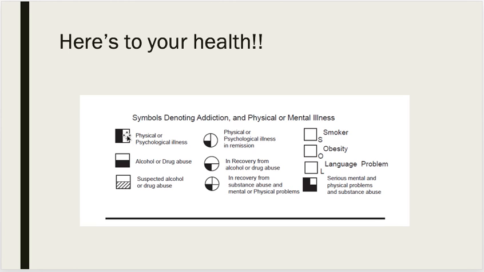Okay, so in this instance, this indicates physical or psychological illness. In this case, alcohol or drug abuse. In this case, suspected alcohol or drug abuse. In recovery for substance abuse problems, in recovery for drug or alcohol abuse problems, physical or psychological illness in remission. The S is a smoker, O is obesity, L is a language problem, and this indicates other serious mental and psychological problems in substance abuse. Now, again, in the software, it's not going to look exactly like this appears here, but when I go through the software demonstration, you'll get a better picture of how that appears.